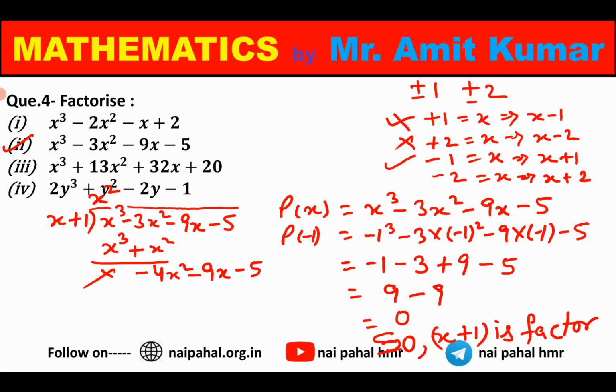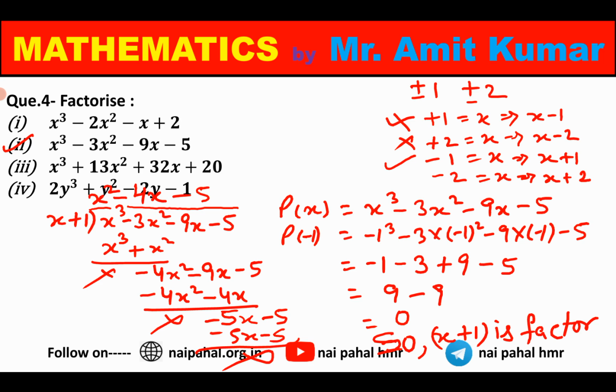Let's check the next part. I am just erasing what I have done and checking the next value for the polynomial. If it is a factor, then we can move further; otherwise we have to take another value. This is the trial and error method, so we will get errors. Now let's take minus 1.